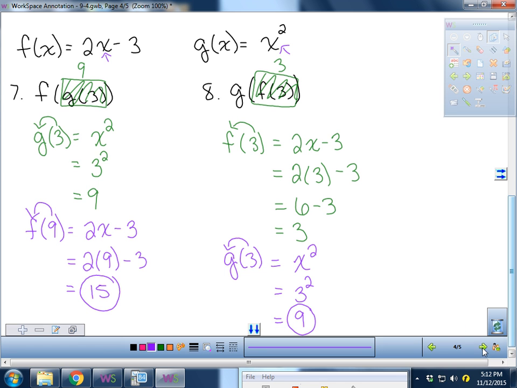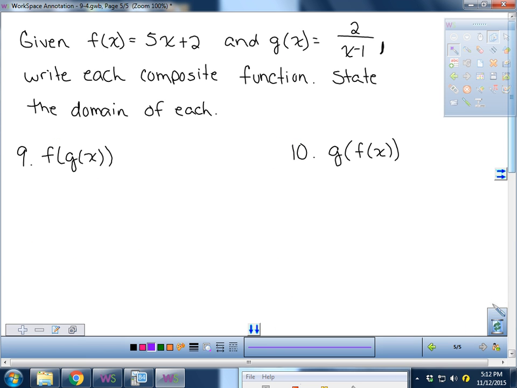All right? So here we go. We are given two functions. f of x is equal to 5x plus 2, and g of x is equal to 2 over x minus 1. It wants us to write each composite function and state the domain of each. Not the range, just the domain. When it talks about stating the domain, it just wants to know what x cannot be. The only time we worry about what x cannot be is if we have an x in the denominator. So we'll want to be careful with that.